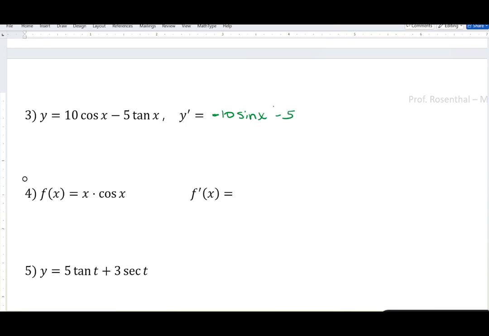And what do we know about the derivative of tangent? Feel free to refer back to your formulas at the moment, but by the time you take the quiz on this topic, you should really know them by heart because you're going to need them on the test. The only other way is to derive them every time, but that would be very time consuming, okay? So the derivative of tangent is secant square. So now we have y prime equals negative 10 sine x minus 5 secant square of x.